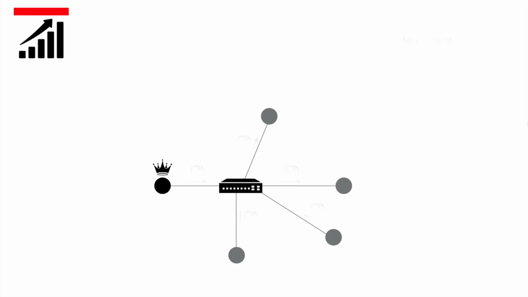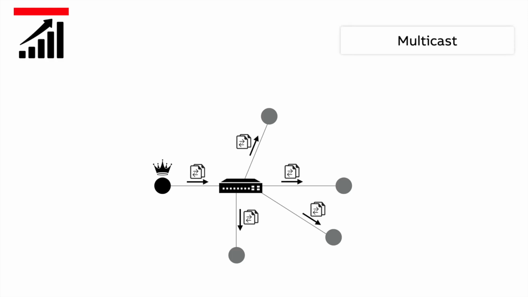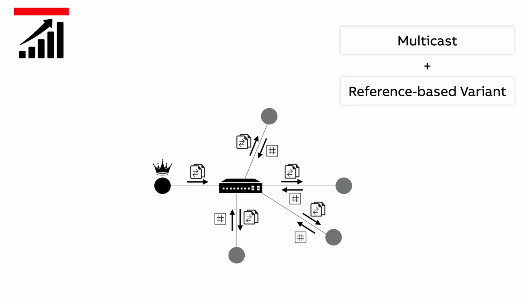The first trick is to use multicast so that every node always sends every message only once. The multicast-enabled routers make sure that all nodes receive a copy of the message. Note that we can also use multicast in global permissioned systems if we place all nodes in a shared virtual network. Obviously, it would be very hard to use multicast in a permissionless system. The second trick is to use the reference-based variant.